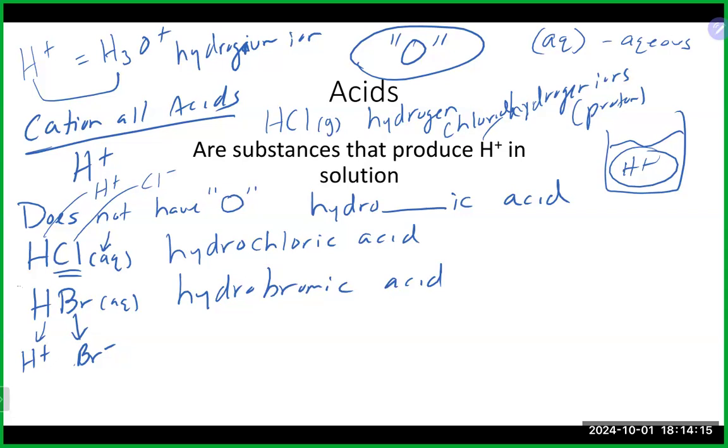So let's talk about acids that do have oxygen and how we go about naming those. If our acid has oxygen in it, it is sometimes referred to as an oxyacid, because it has oxygen in it, basically.